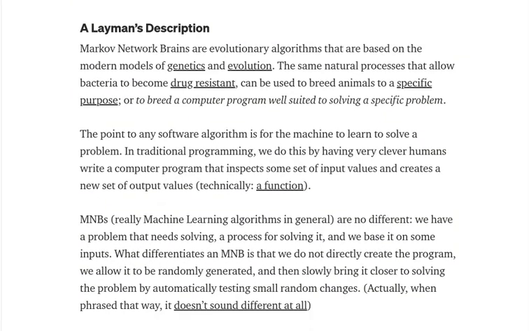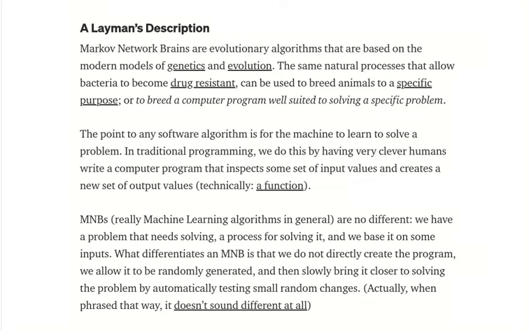A layman's description. Markov network brains are evolutionary algorithms that are based on the modern models of genetics and evolution. The same natural processes that allow bacteria to become drug-resistant can be used to breed animals to a specific purpose, or to breed a computer program well-suited to solving a specific problem.